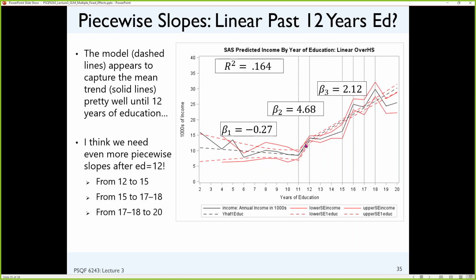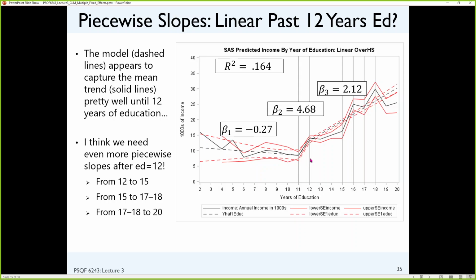Now, how well do you think this model fits this pattern? Are you happy with this? I'm happy. I'm half happy. I'm happy with this and I'm happy with this. I'm not happy with this. So I have some suggestions, right?